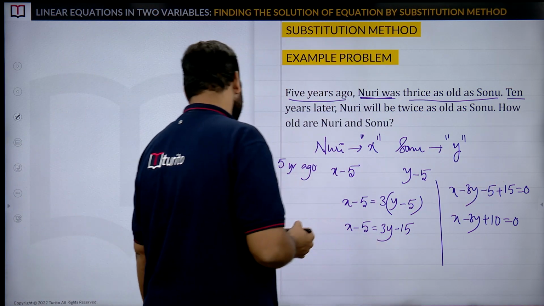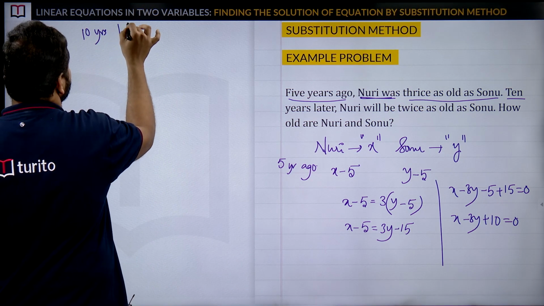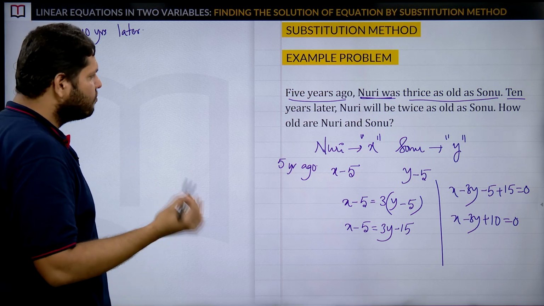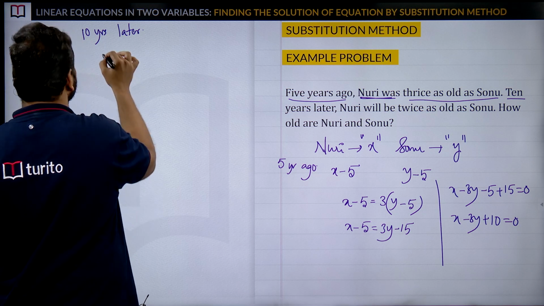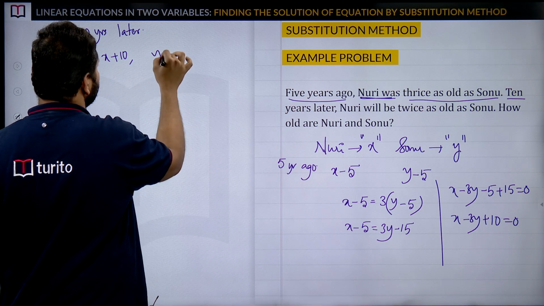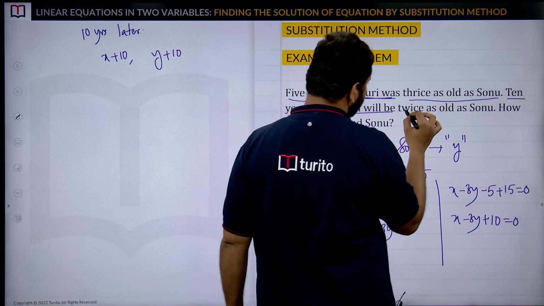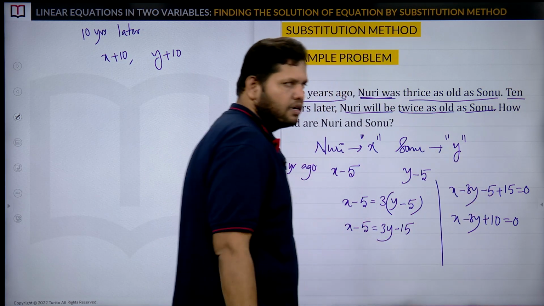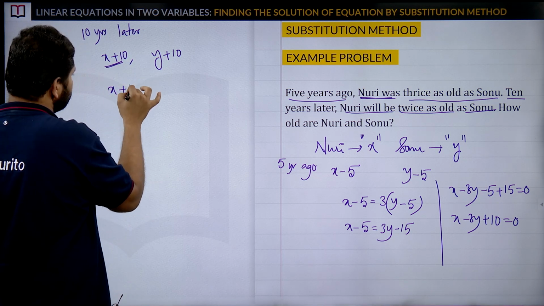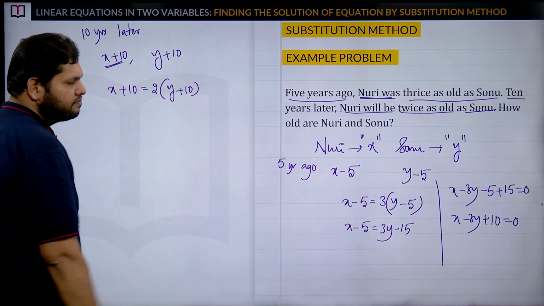10 years later. So what is the meaning of 10 years later, children? 10 years later means after 10 years, isn't it? So after 10 years, what is Nori's age again? X plus 10. And what is Sonu's age? Y plus 10. And what is the condition? Nori will be twice as old as Sonu. Nori will be, so what is Nori's age? X plus 10, equal to twice, 2 times Y plus 10.